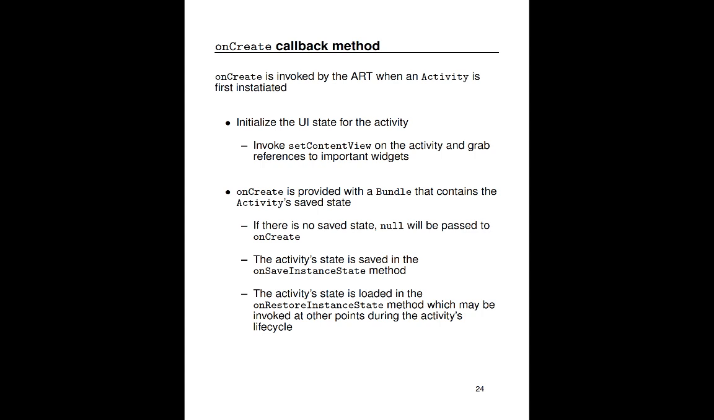The onCreate method is invoked by the Android runtime when an activity is first instantiated. onCreate is responsible for initializing the UI state for the activity. One of the important things that it does is that it invokes the setContentView method on the activity that registers the UI objects for that activity. The Bundle that's provided to onCreate contains any saved state associated with the activity. If there isn't any saved state, null will be passed to onCreate. Your activity may override the onSaveInstanceState method or the onRestoreInstanceState method to manage the activity's state as it transitions.